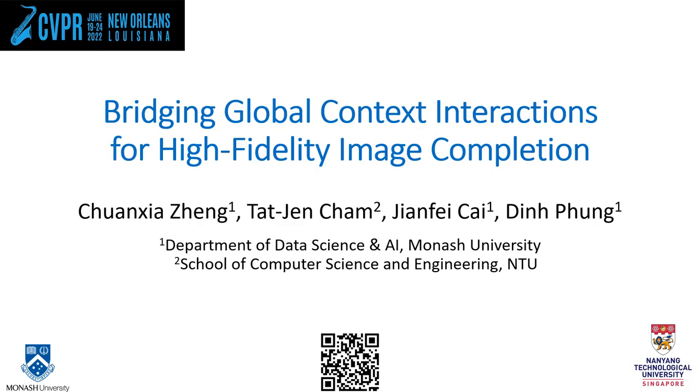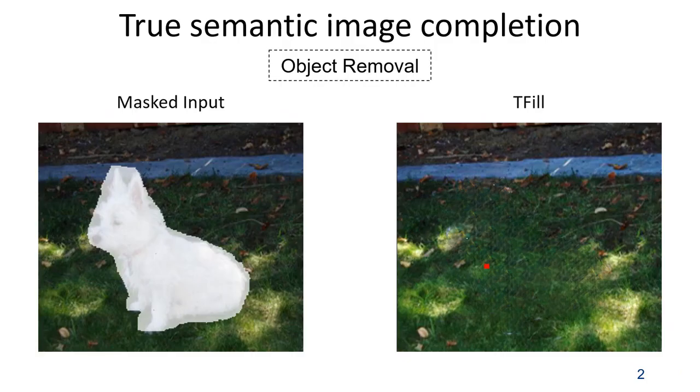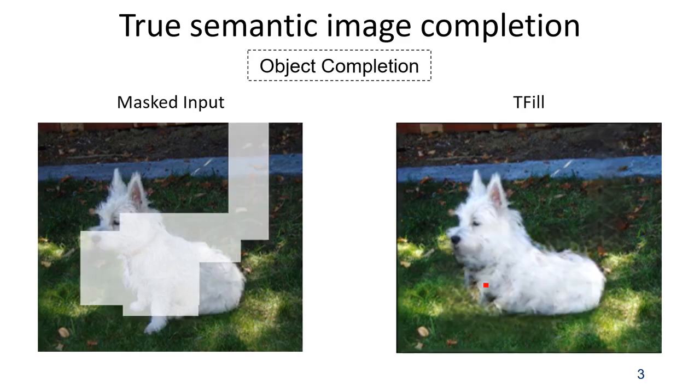In this work, we aim to bridge the global context for the image completion task. We opt to go beyond object removal to deal with true semantic image completion. In particular, when foreground objects are fully masked out, the system should align the background pixels to missing holes. In contrast, when foreground objects are partially masked, the system needs to infer appropriate semantic contents based on these partially visible pixels.